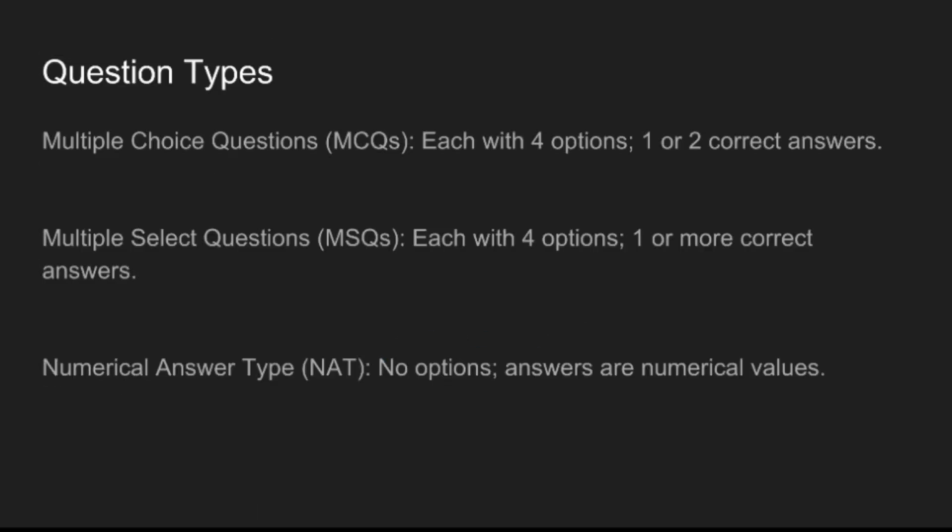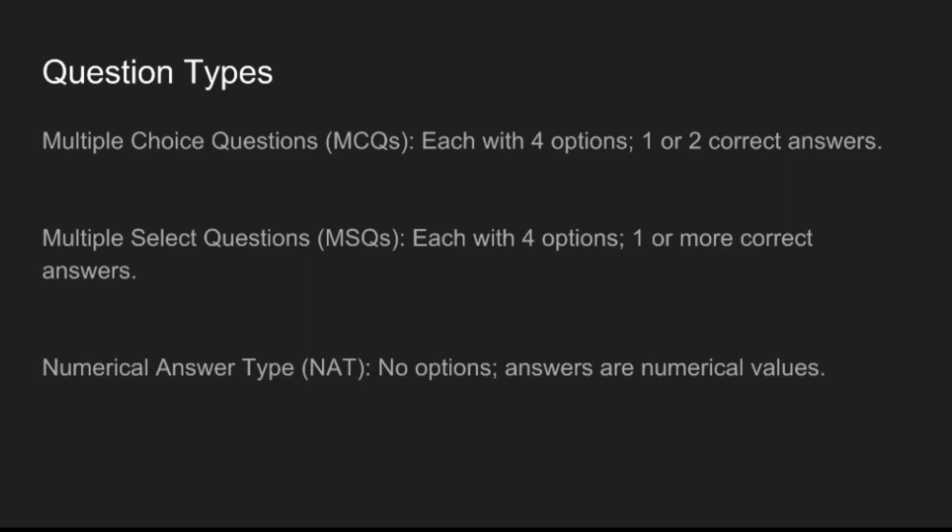So, what are the different types of questions that are going to come in your exam? First is the multiple choice question. That is your MCQs. Each with 4 options, 1 correct answer. Now, next type of question would be multiple select question, each with 4 options, 1 or more correct answers. Here in multiple choice question, only 1 answer would be correct, whereas in multiple select question, that is your MSQ, more than 1 option could be correct.